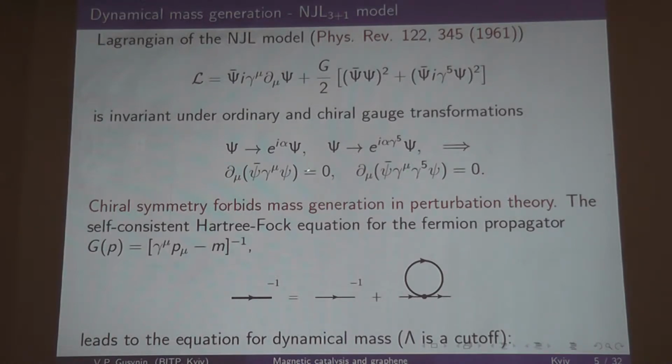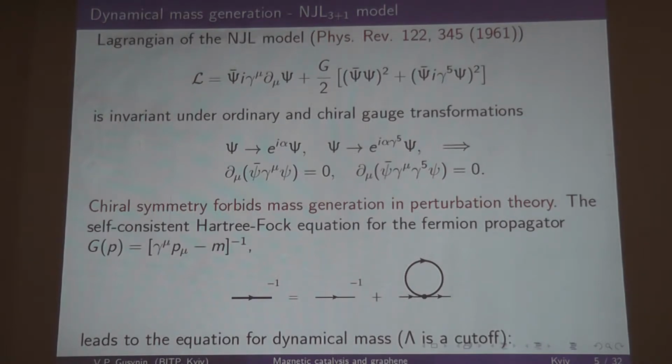Actually, this symmetry doesn't allow mass to be generated in perturbation theory. If you start perturbation theory, you cannot generate mass, and mass generation occurs only beyond perturbation theory. The simplest approximation to look at this phenomenon is the so-called Hartree-Fock equation, which involves the full inverse propagator. Here we have the full propagator, and here the inverse free propagator where the mass is 0.